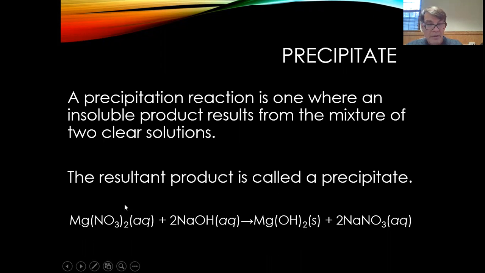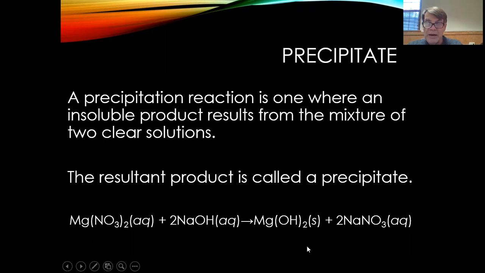It becomes a solid. Now, the sodium and the nitrate we're going to call spectator ions in a second. They're just watching. The nitrates are almost all soluble, and as we've already mentioned, sodiums are soluble because they're column 1 in the periodic table. So this is an example of a precipitation reaction where a precipitate comes out.